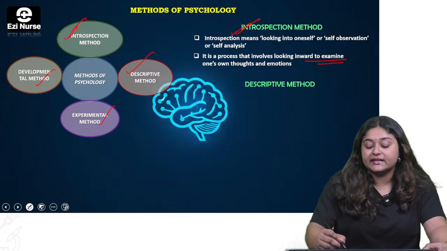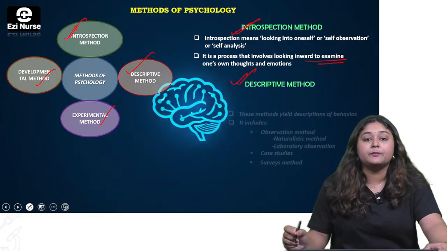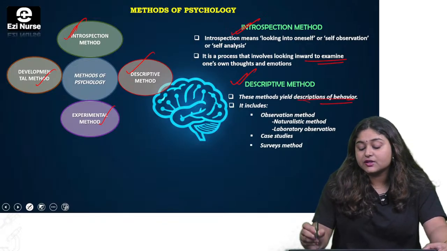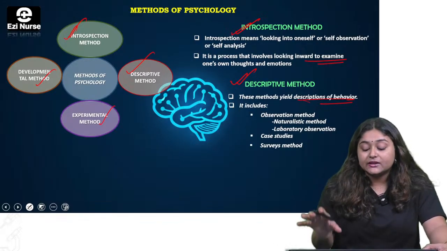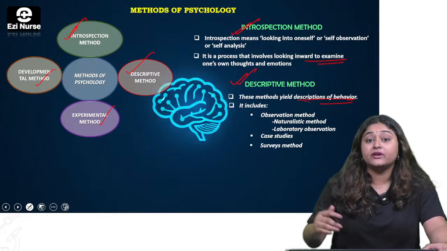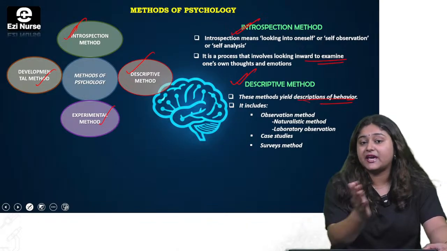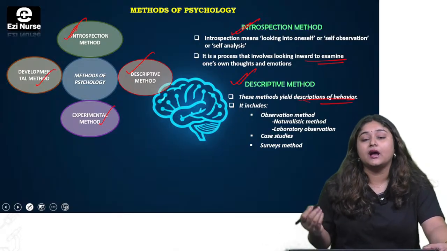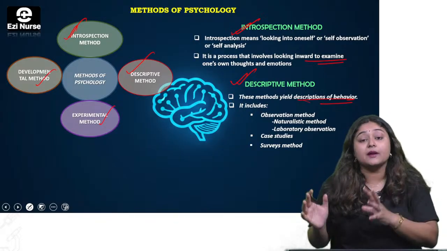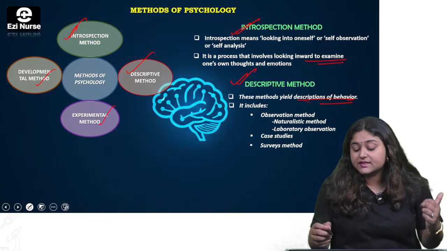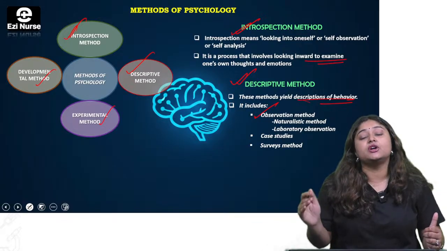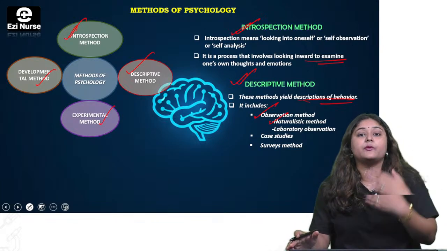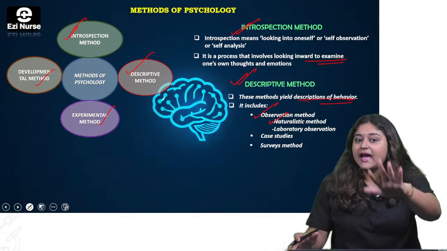Now come to the descriptive method. In this descriptive method, what is the actual meaning? It's mainly the description of the behavior. Mainly through this descriptive method, we are explaining why the person is behaving like this, which kind of behavior the person is having. It's done by some processes. First is the observation method. Under the observation method, you can see the naturalistic method. Naturalistic means from far away you can observe the person.